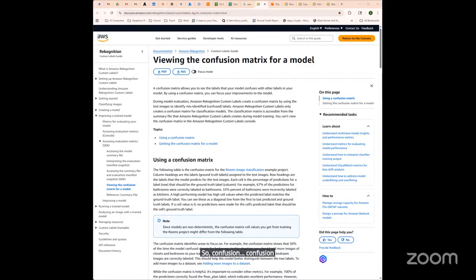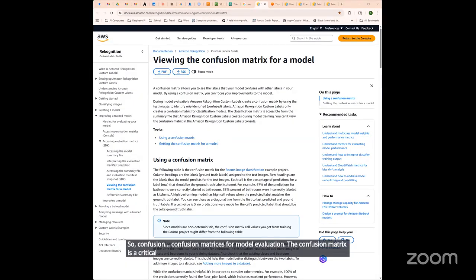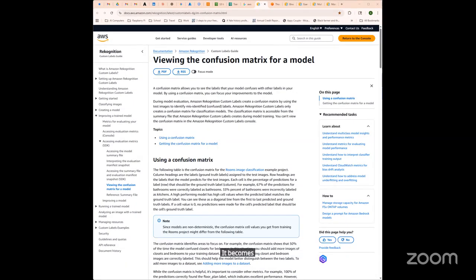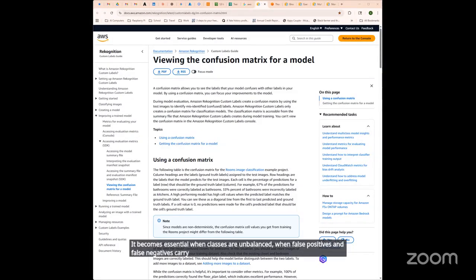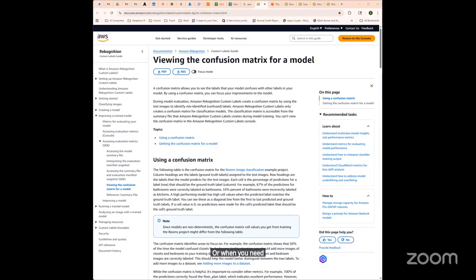So, confusion matrices for model evaluation. The confusion matrix is a critical evaluation tool that visualizes classification model performance beyond simple accuracy. It becomes essential when classes are unbalanced, when false positives and false negatives carry different real-world consequences, or when you need to compare performance across multiple categories.